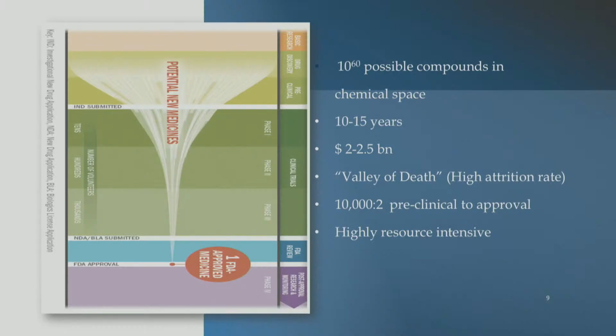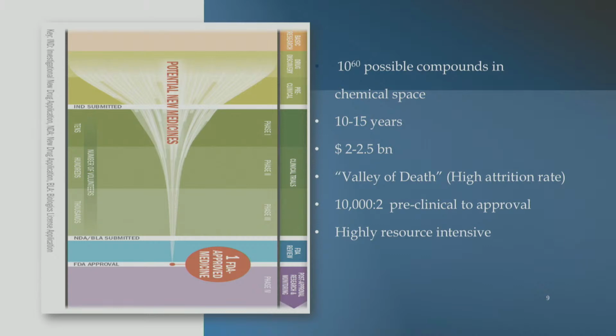But if you look at the journey of a drug molecule, it is a very stringent process and highly resource-intensive. The average time required to develop a drug molecule is 10 to 15 years and a $2.5 billion investment. So the image looks like a valley of death, because the attrition rate is very high. If you start your process with 10,000 molecules, it is very difficult to get even one to the market. Here, if you start the preclinical trials with 10,000 molecules, the approval may be 1 or 2 molecules.